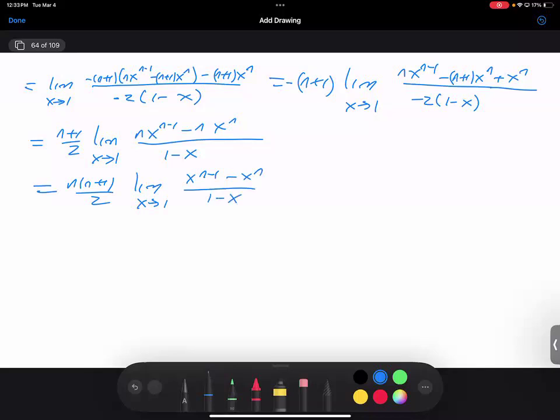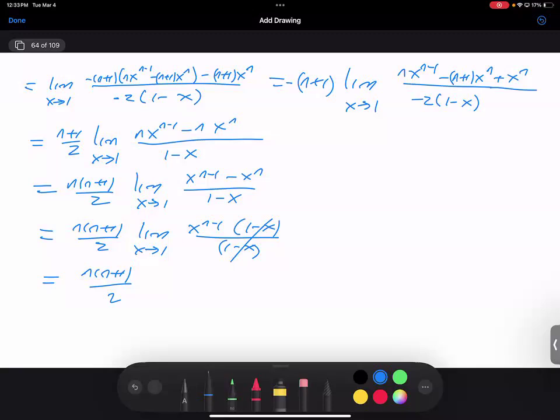And then as you're noticing here, we could use L'Hopital, or we could notice that we can pull this out as a 1 minus x. So it's n plus 1 over 2, limit x goes to 1. I can pull out an x to the n minus 1, and I get 1 minus x over 1 minus x. And so I don't have to do L'Hopital again. And what do we get? n plus 1 over 2. We proved the sum of the first powers of the integers is n plus 1 over 2 by using L'Hopital.